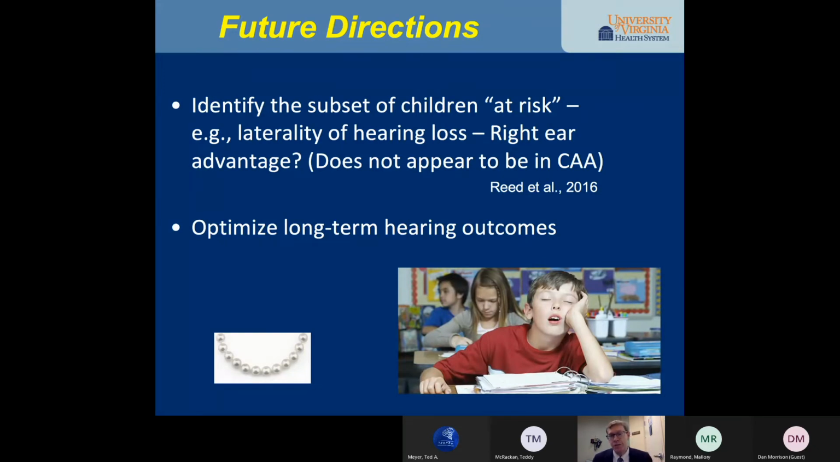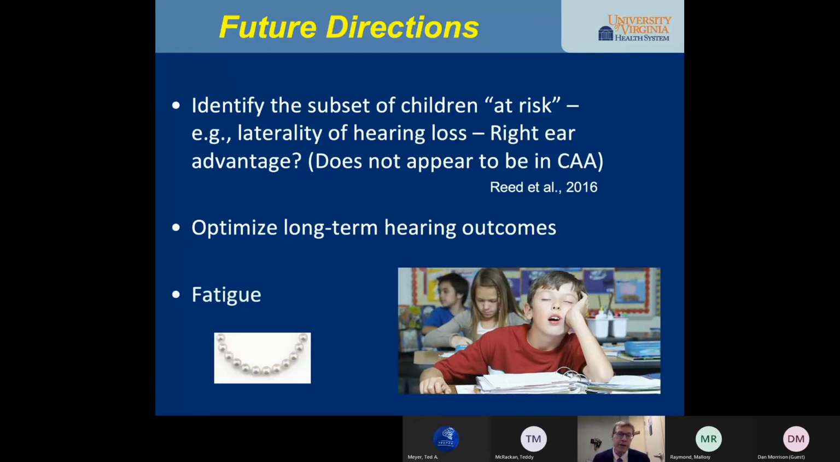Do children with normal hearing right ears and aural atresia in the left do better than children the opposite? That does not seem to be the case. We need to optimize and follow long-term hearing outcomes and maybe put a hearing aid on a child who's had canal surgery. One final thought is fatigue.